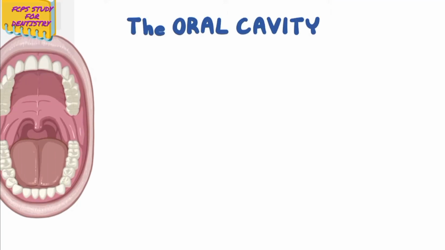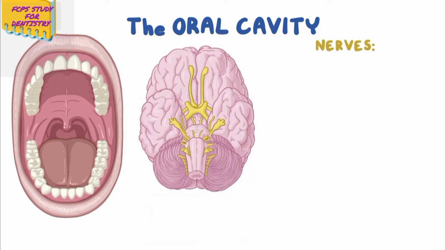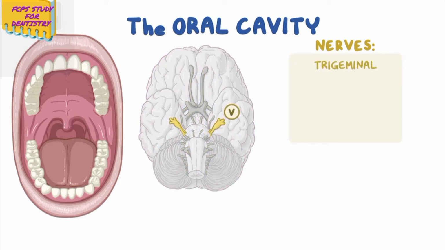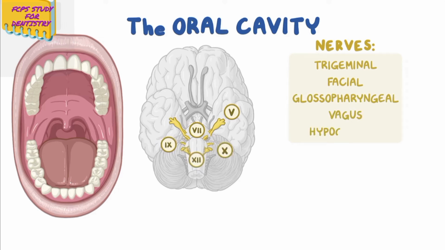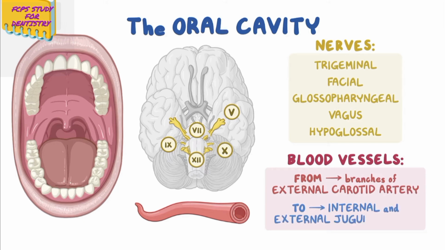The oral cavity or mouth, though quite small, is supplied by a dense network of nerves and blood vessels. The nerve supply comes from the branches of 6 cranial nerves, namely the trigeminal nerve, facial nerve, glossopharyngeal nerve, vagus nerve, and the hypoglossal nerve, whereas the blood supply comes from the branches of the external carotid artery, and the veins drain into the internal and external jugular veins.